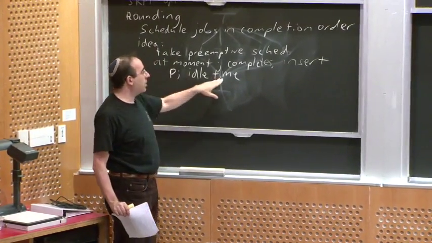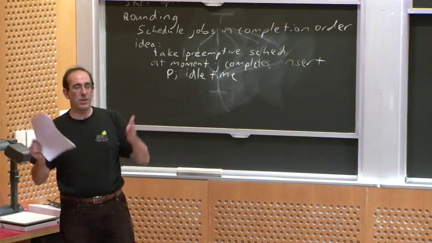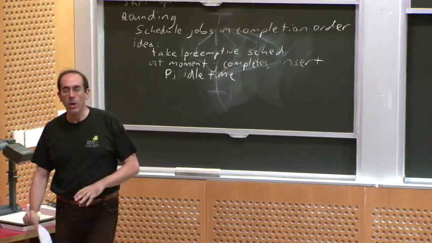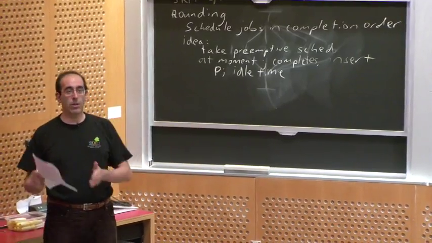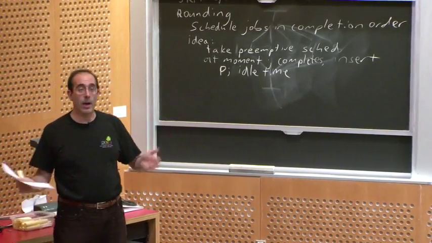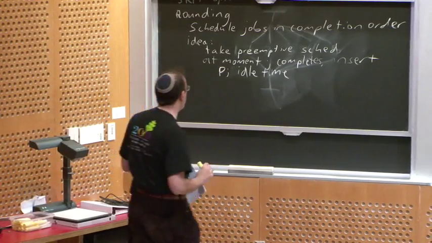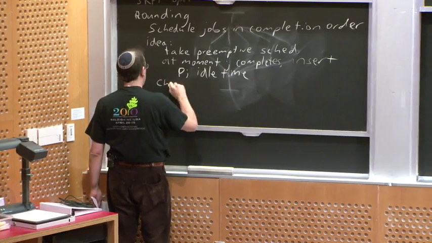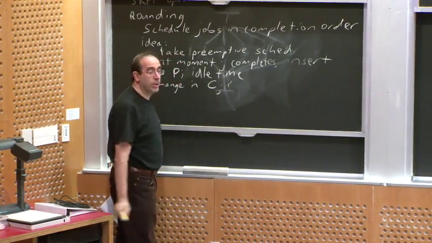Now, since I've inserted PJ idle time, that's room that I could use to schedule job J non-preemptively. Right? So by inserting all of these spaces in the schedule, I've created enough space to create a non-preemptive schedule in the order of job completion. And the question is, what does this do to the completion time of job J?